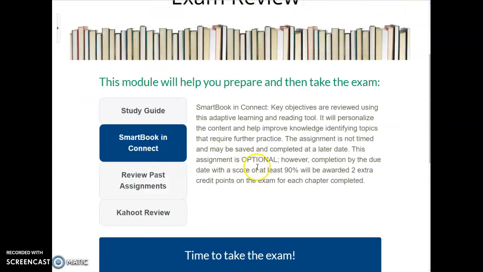Next, to review, we always recommend that you do the Smart Book. Again, this is extra credit towards your exam, but it's a great review tool for the concepts that are coming from the reading, which will help you with the multiple choice questions on the exam. Again, there's one for chapter 6 and one for chapter 8, and they are worth 2 points extra credit on the exam for each chapter that you complete.